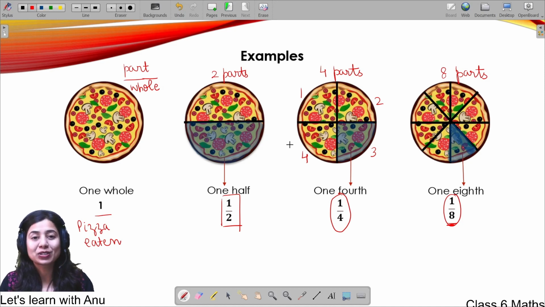I hope all of you understood the basics of fractions, how to represent them, and the importance of it in our day to day life.